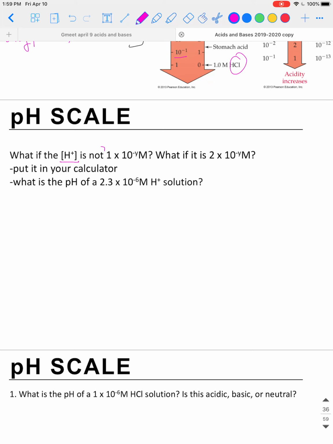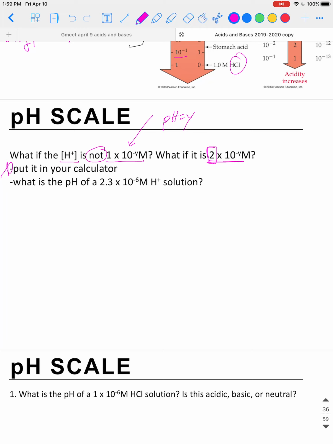What if the concentration of H plus is not 1 times 10 to the minus something? What if it's 2 times 10 to the minus something? Well, the simple answer, this is my favorite, you just put it in your calculator. For values like the first ones, you don't have to, because we just told you the pH is going to be equal to the exponent. So it's very simple, no calculator needed. You can always put it in your calculator to double check yourself. But anytime the base number is not 1, here it's 2, put it in your calculator.